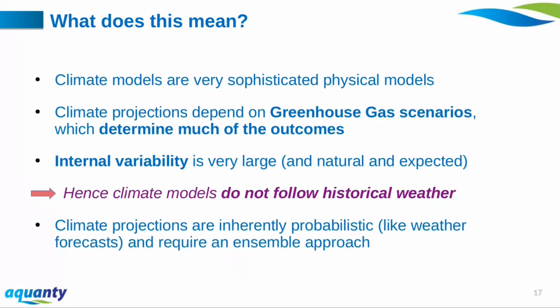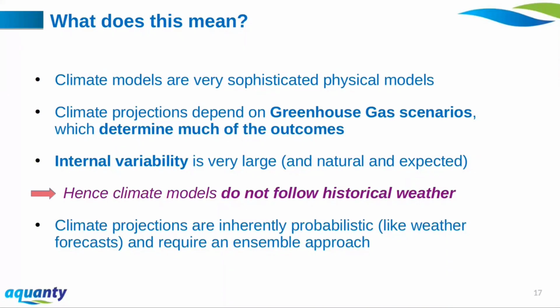If there are any questions, we could briefly answer them now. The main takeaways are climate models are essentially sophisticated physical models. The greenhouse gas scenarios essentially determine the outcomes. So this is the biggest uncertainty. There's a new set of those scenarios too. But for our purpose, the main confounding factor when we are dealing with impact assessment is really the internal variability.